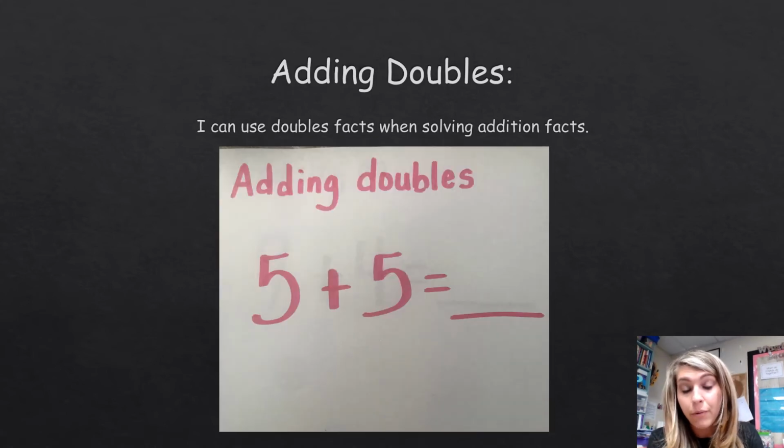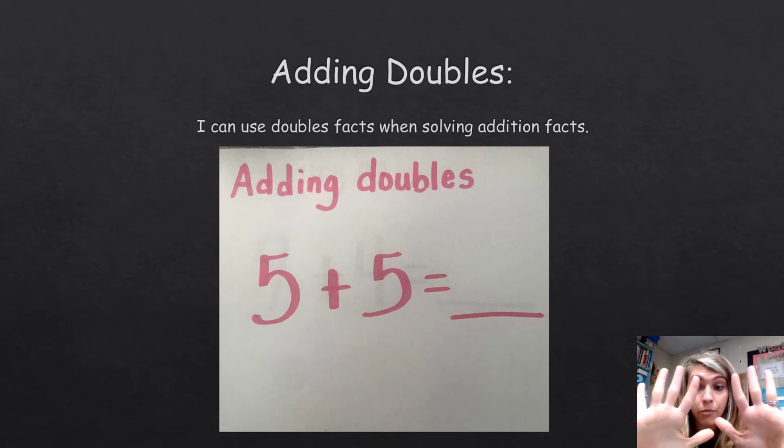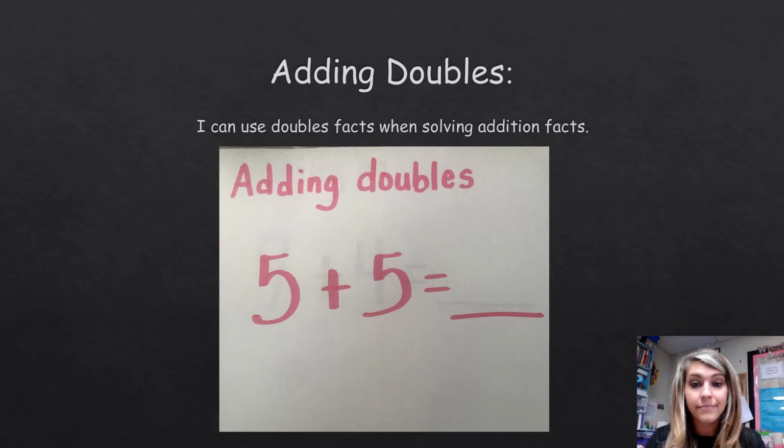One more strategy that we talked about was adding doubles. I can use doubles facts when solving addition facts. We did a rap to memorize our doubles because it's very important to be able to recognize those specific addition facts. So when I'm adding doubles, I know that I'm going to have two addends that are the same number. That means I'm going to double that first number. I know that if I've got 5 and I get 5 more, that gives me 10. You can also draw pictures if you need to.